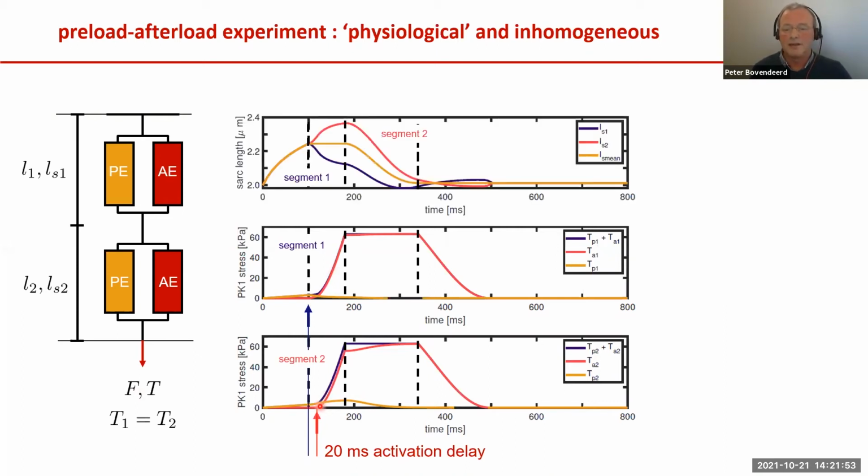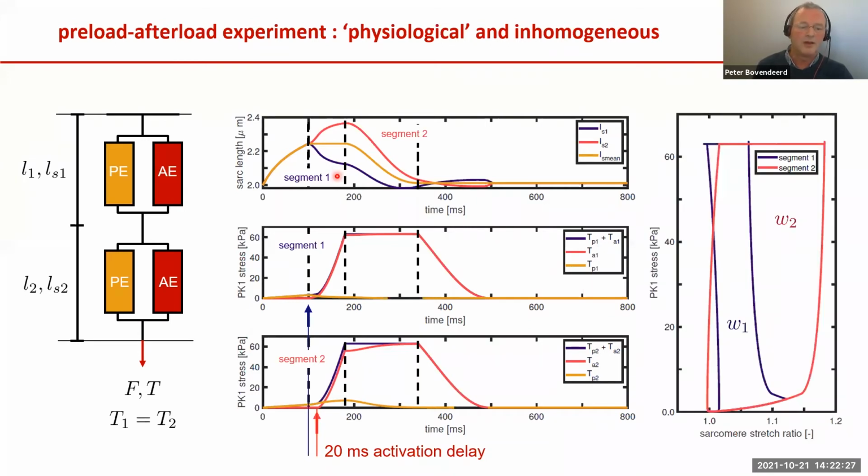And if we look at the length of the sarcomeres, this means that, well, length of the second segment should increase in order to satisfy this equilibrium condition, and consequently the length of the first segment decreases. And as you can see, this very small delay in activation now results in quite a different time course of the length of the sarcomeres in these two segments.